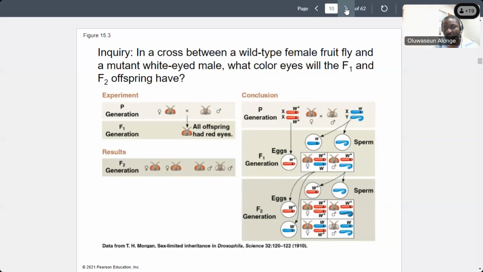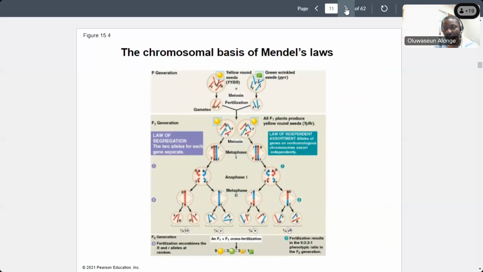All right. Yeah, these are the same thing we've talked about. So I'll just go. When I see things that are just talking about the law of segregation and the law of independent assortment, which we did last week.